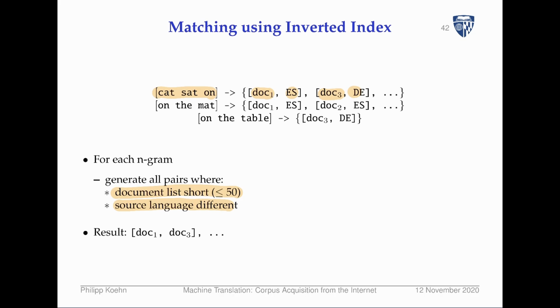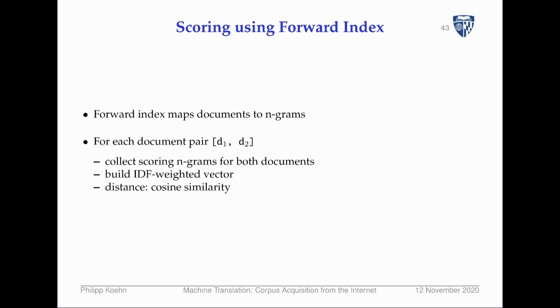So with that, we can get potential pairs. Basically, we have here document 1 and document 3 that both have this n-gram. So that is one potential pair. We now have potential pairs, and we also have a forward index that maps documents to n-grams. So when we have a document pair like D1 and D2, we can then check how many n-grams they share. So we can now score the number of n-grams that occur in both documents.